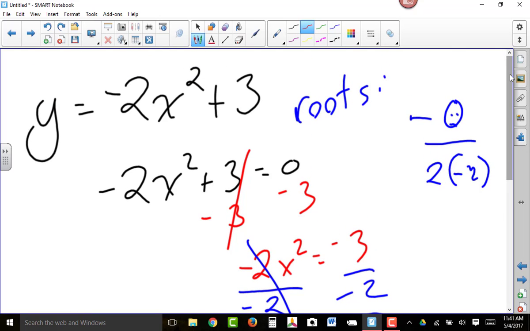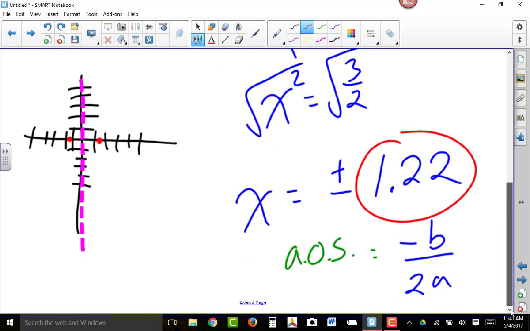Since my axis of symmetry is 0, I can plug in 0 for x. Is that okay? Because you plug in your axis of symmetry for the value of x to get your vertex. In this case, our vertex is going to match up with the y-intercept, because 0 squared is 0 times negative 2, so 0 plus 3 is 3. So we have a vertex of 0, positive 3. So here we are at 1, 2, 3.